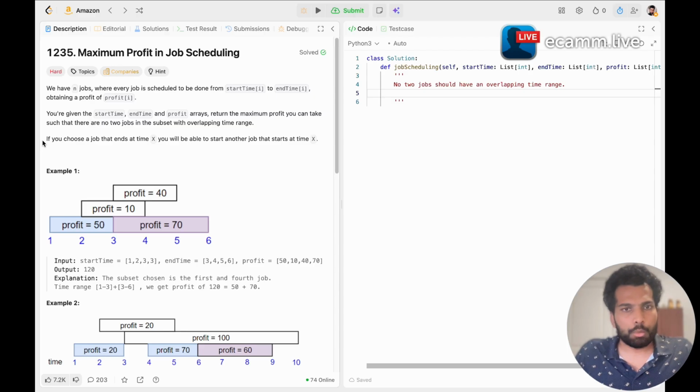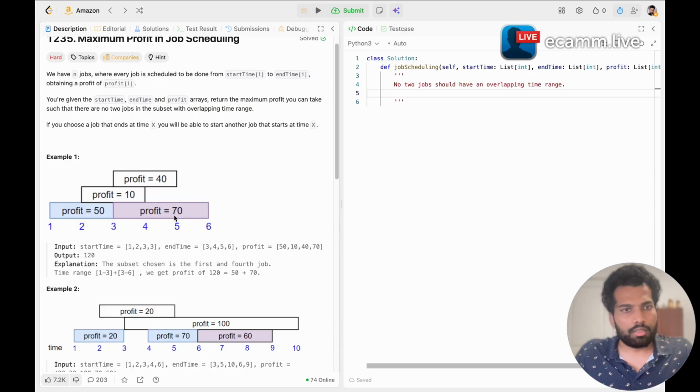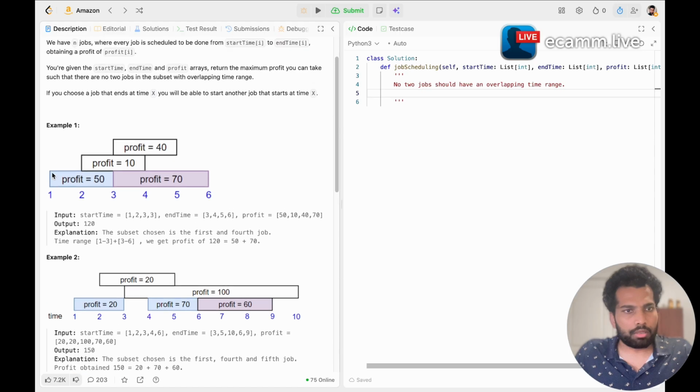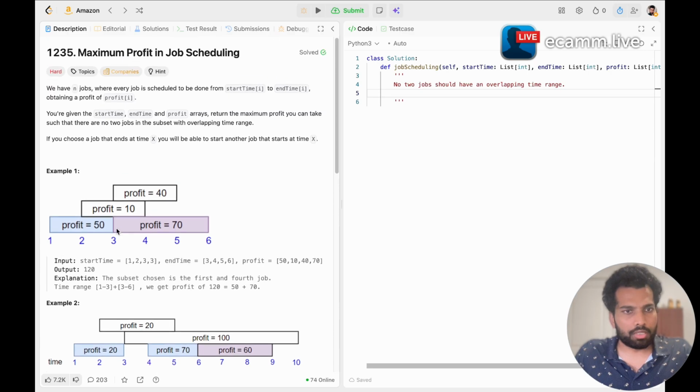Okay, so let's see. I think this is an important detail that should be kept in our minds. All it's saying is that we have a job here that's starting at 1 and ending at 3, and there is no restriction that we shouldn't schedule this job which starts at 3 and ends at 6.